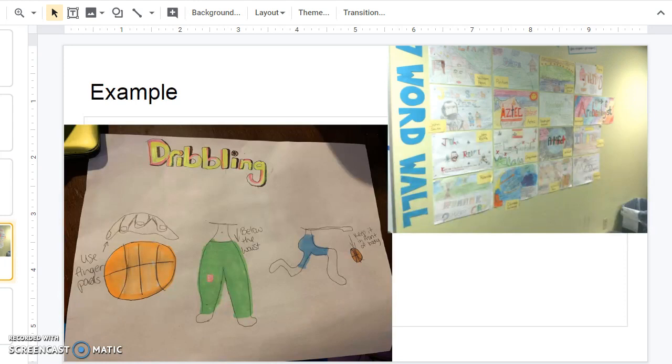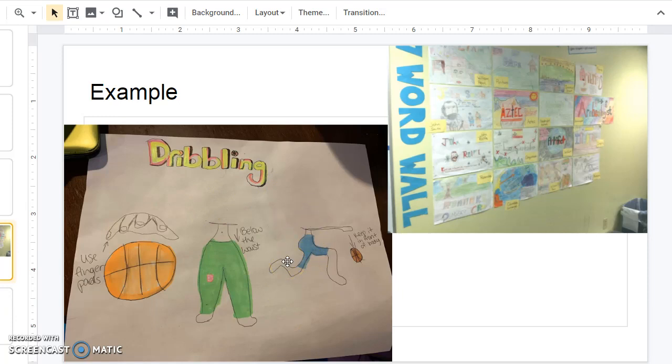And then this was the example that they had online. It looks like a social studies example, but obviously they had more, so they made a whole wall of it, which is something I would do. And then this is my beautiful drawing. I worked very hard on this.